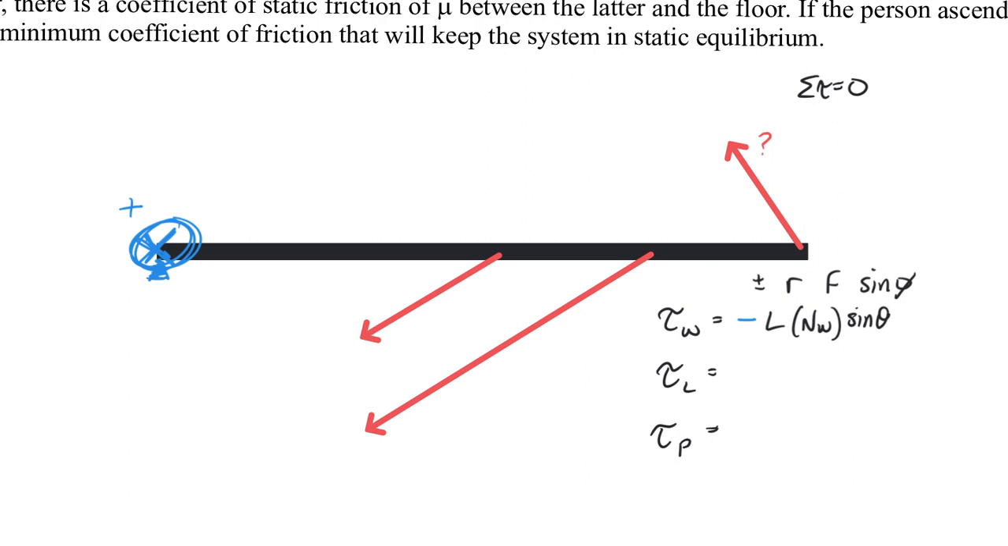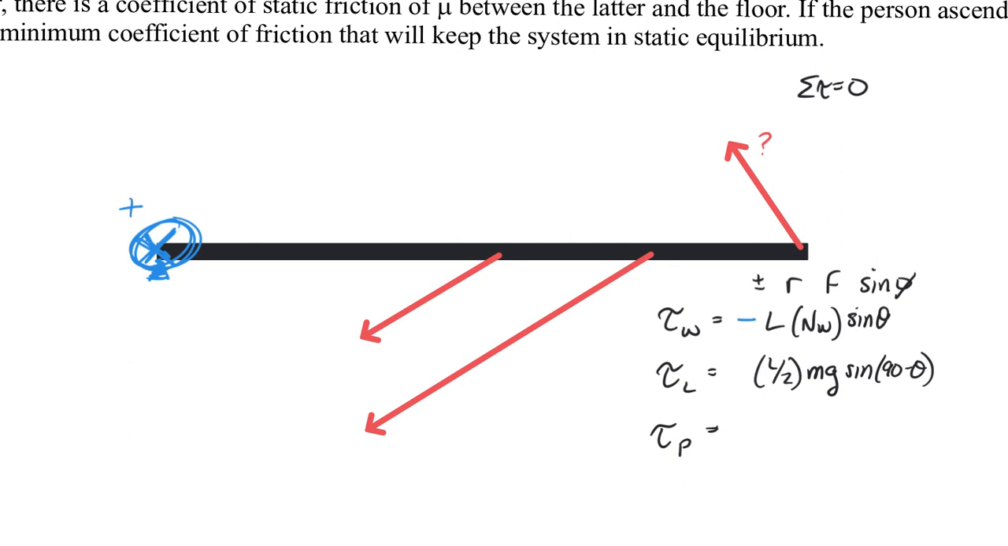Next one, the torque from the ladder. That occurs at L over 2, right? The center of the ladder. And it will be mg sine of 90 minus theta. See if it's positive or negative. Go back over here.